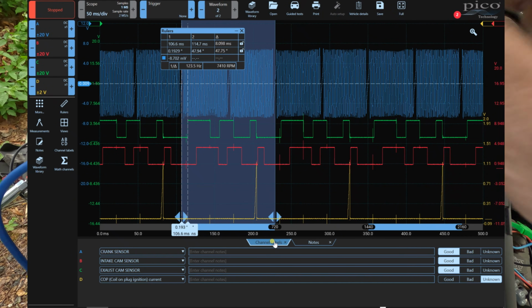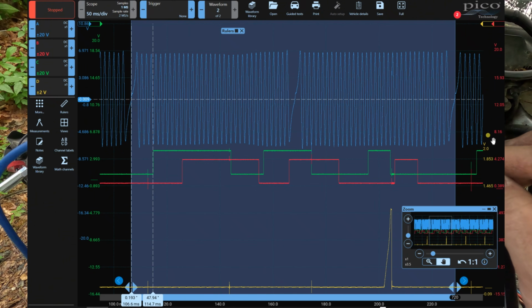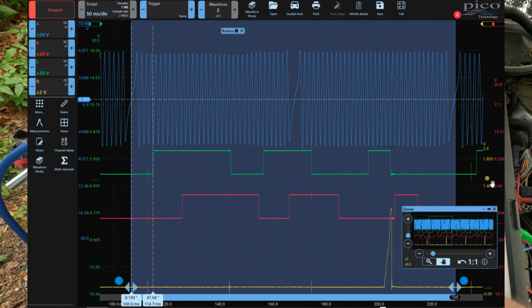Intake cam is too good. That's why I did it. And right away, it looks off. Hold on. All right, so we're looking at the exhaust. That's what we think is off first.